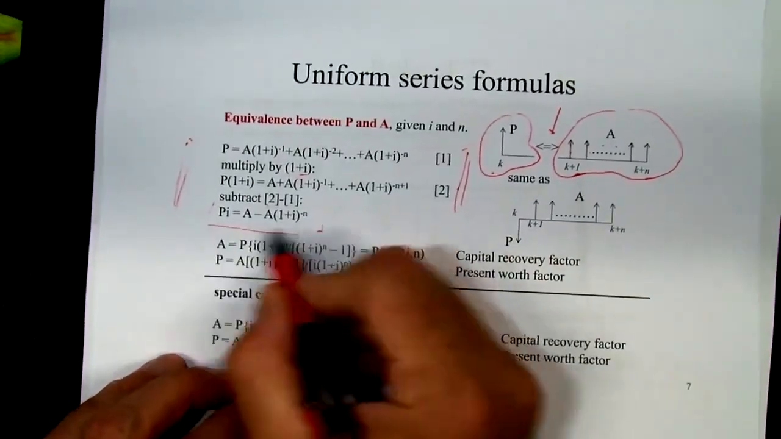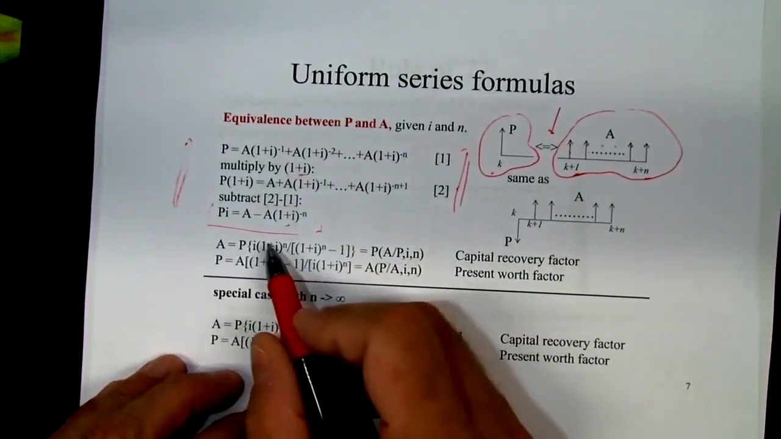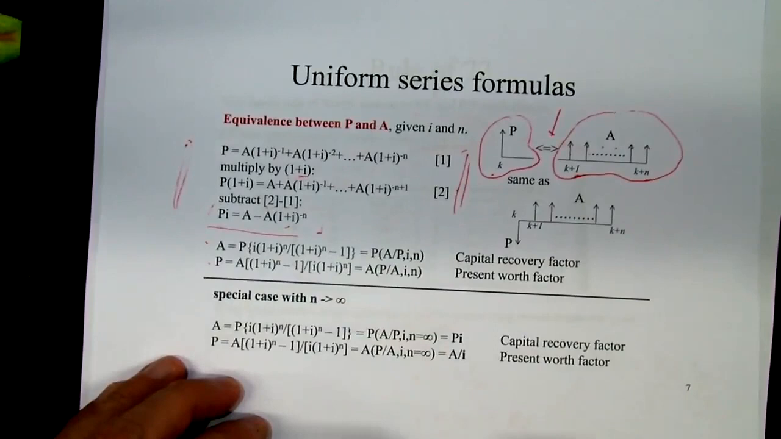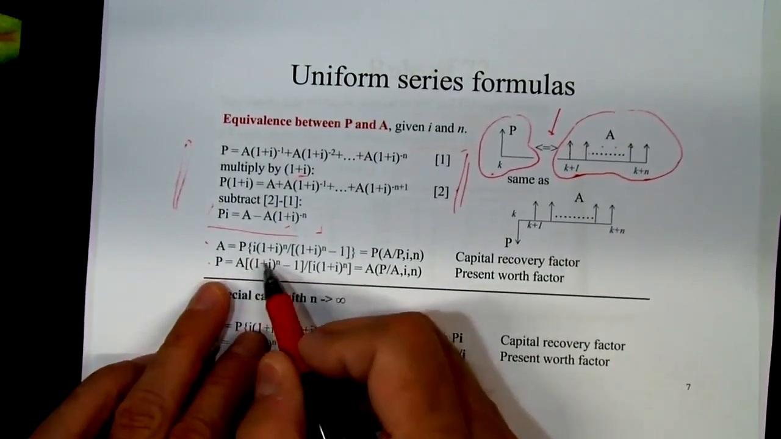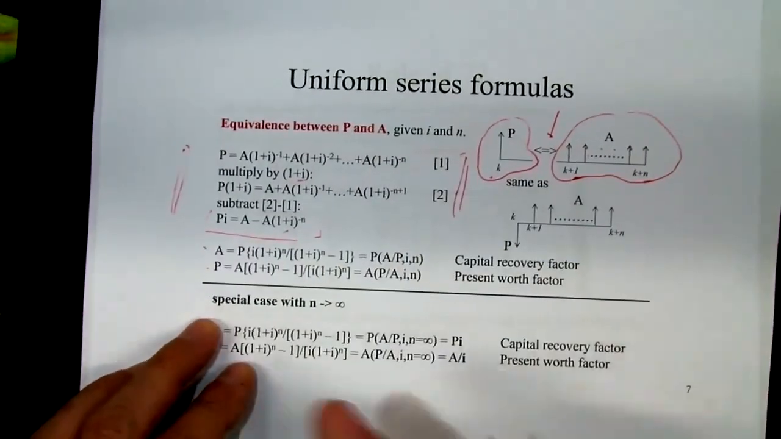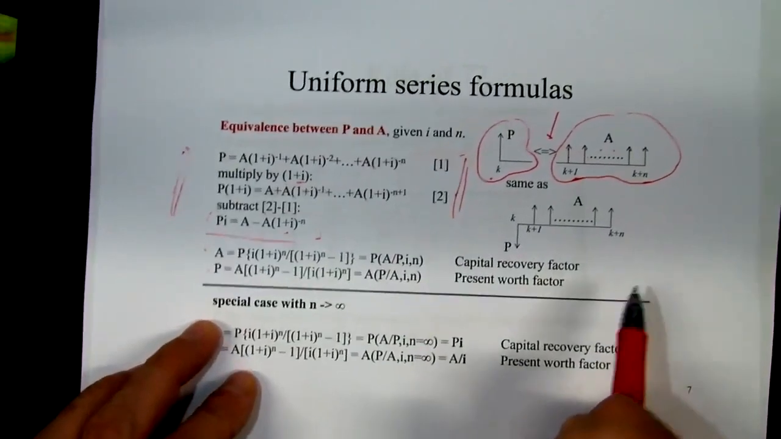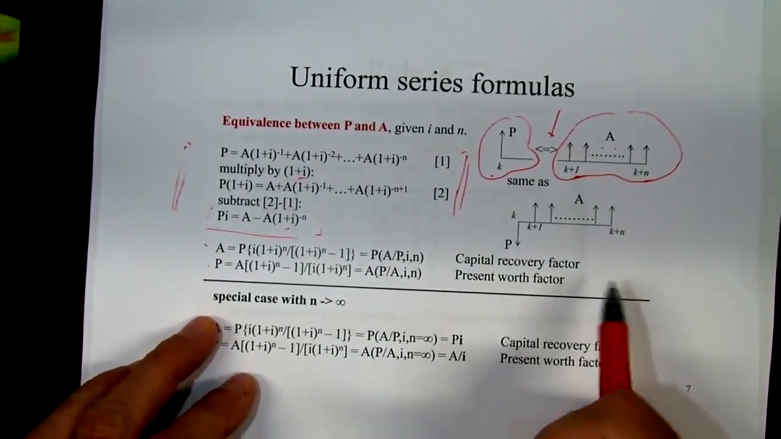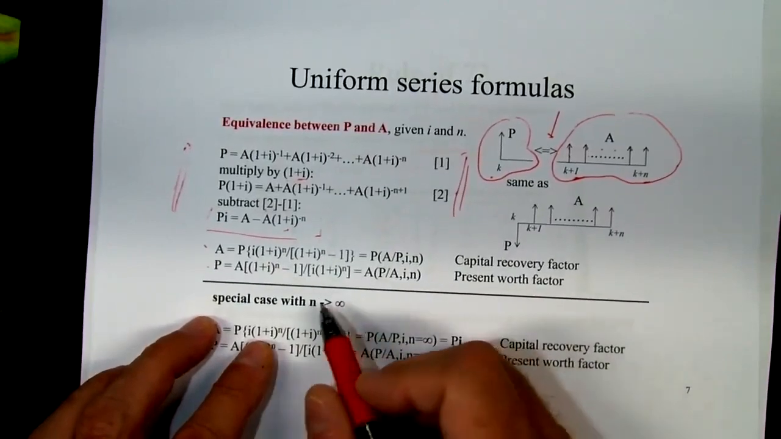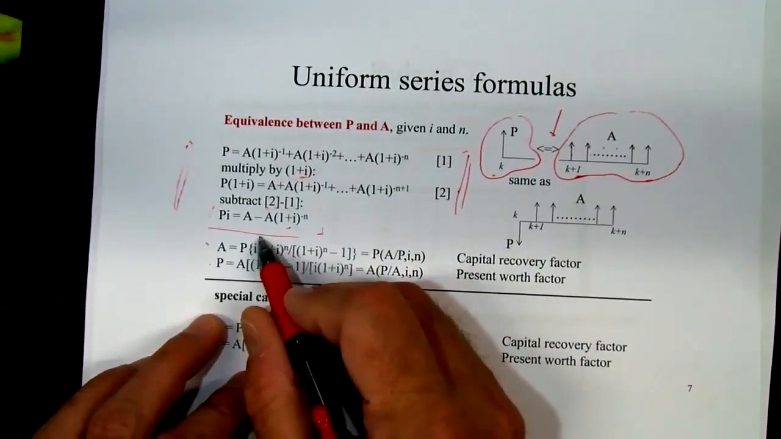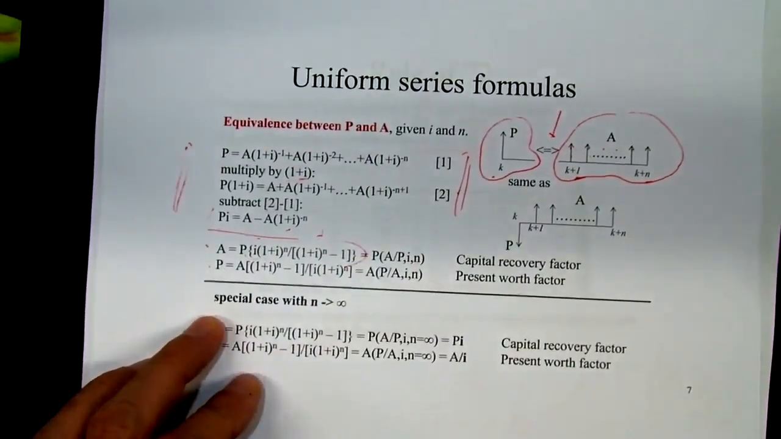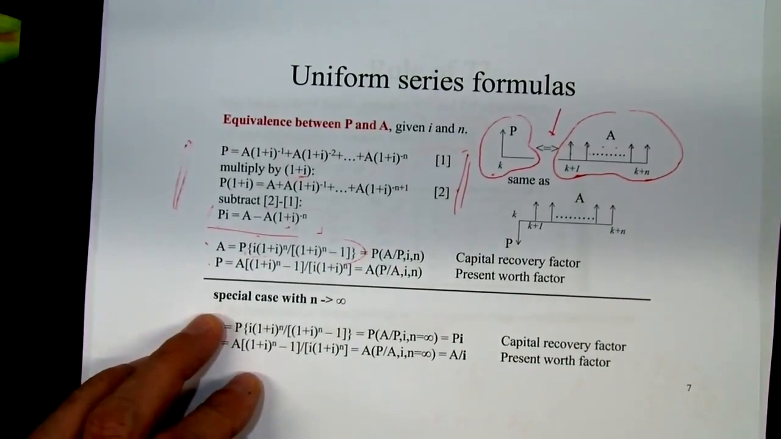So once you get to this point, you can rearrange and solve for either A or P, to go from A to P or from P to A, whatever you want to calculate. As I mentioned before, this will be a little bit more cumbersome to put in your calculator whenever you need to do that calculation.